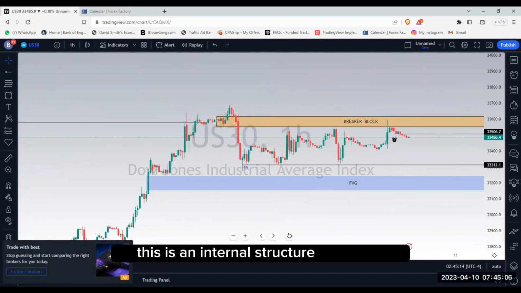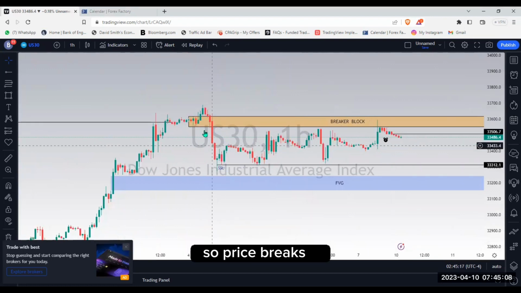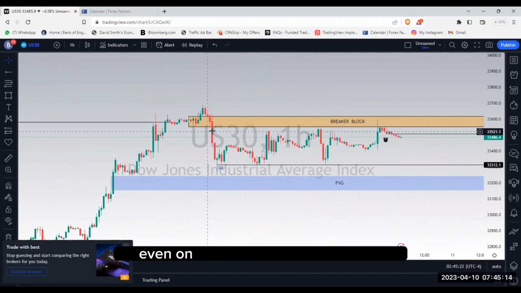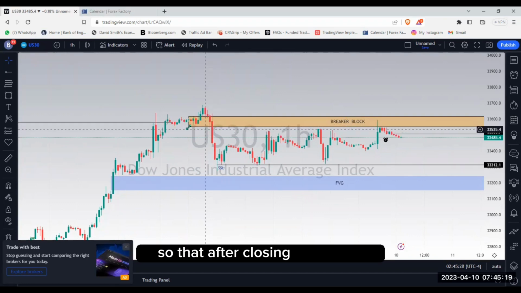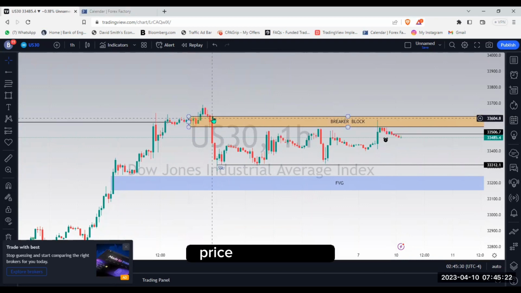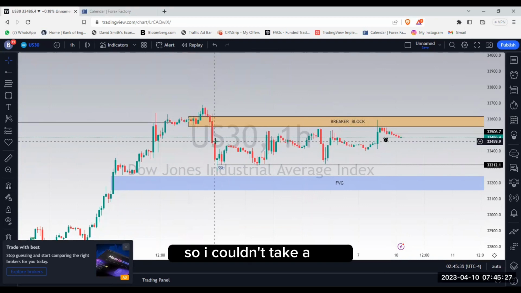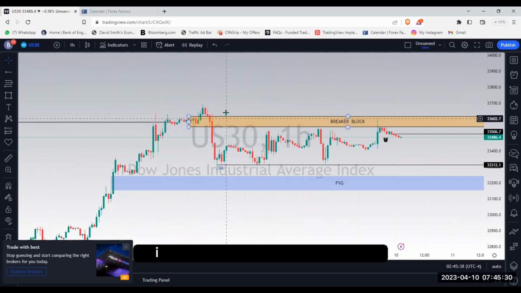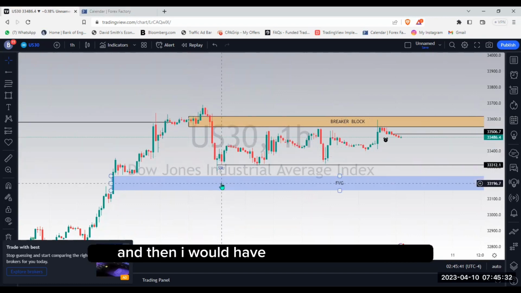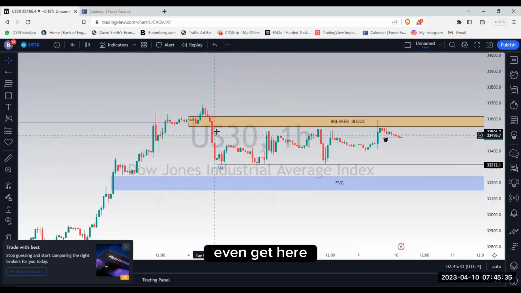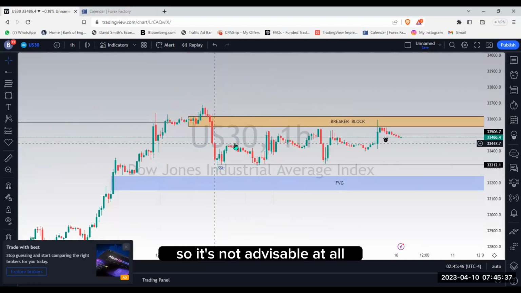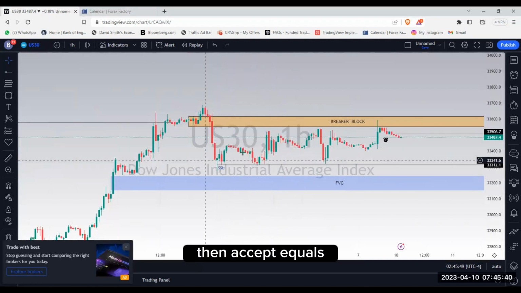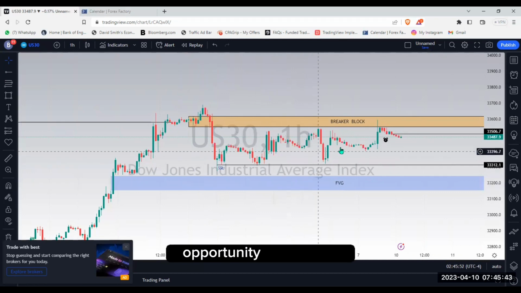This is an internal structure here. All right. So price breaks it. So ordinarily, I would want price to give me a retracement, even on the 15 minutes or lower, so that after closing below this, I can make an entry. But price traded down up to this point. It was just too much. So I couldn't take a trade, because taking this trade here, I would have to put my SL here, and then I would have to be targeting here. And you can see price didn't even get here. So it's not advisable at all, except you can scalp in between if you have the opportunity to scalp.